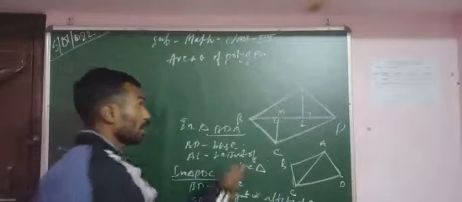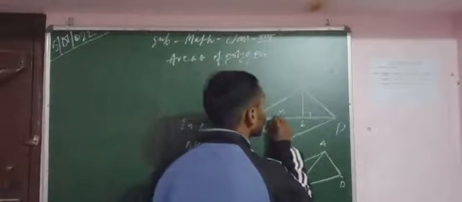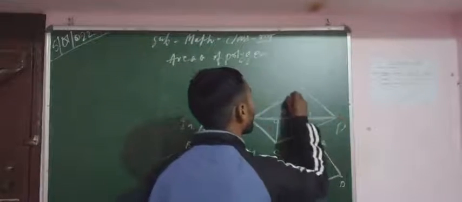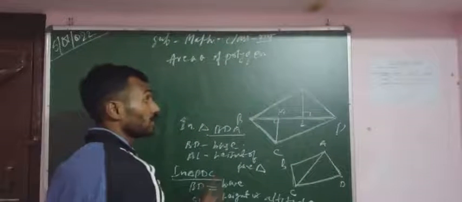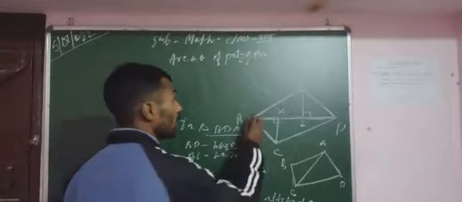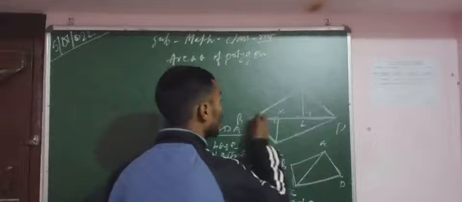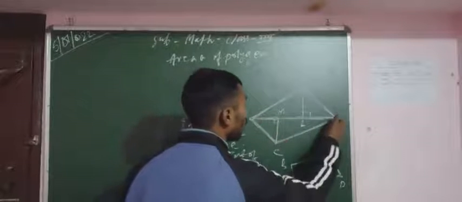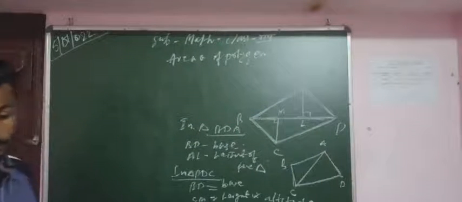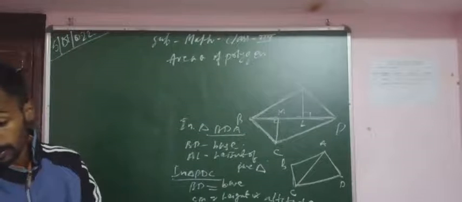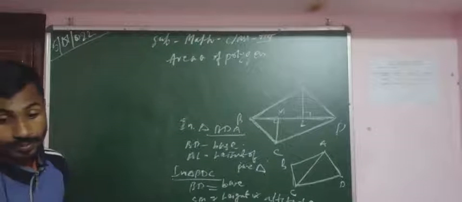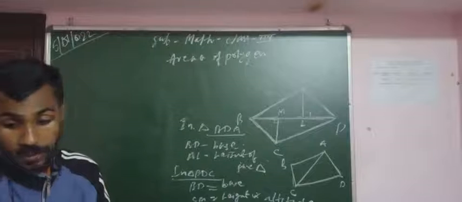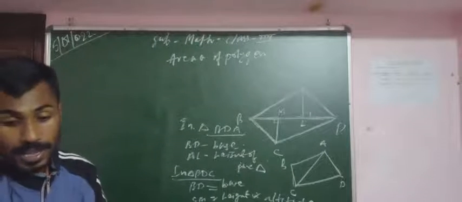Now look at this. We can easily apply the formula of area of triangle for each triangle. Now the figure is divided into two triangles. First one is this triangle and second one is this triangle. Now the area of quadrilateral ABCD.